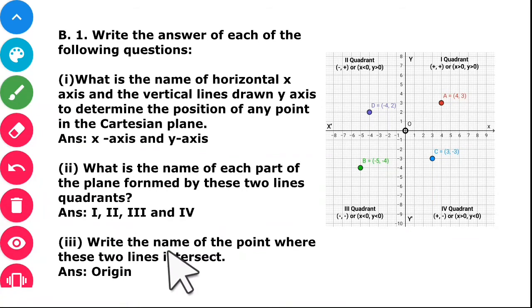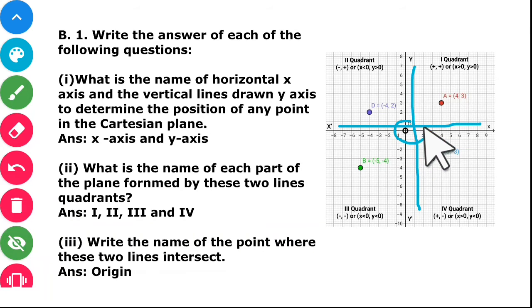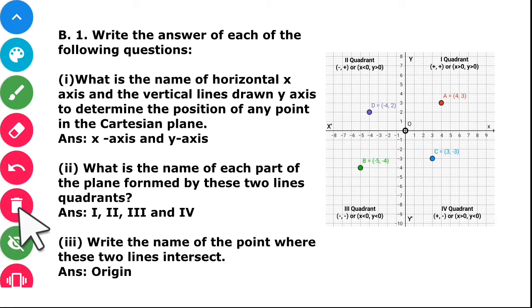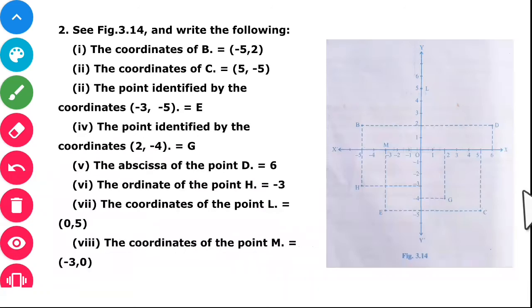Question number 3. Write the name of the point where these two lines intersect. X-axis and y-axis, they intersect at this point, which is known as the origin. So our answer is origin. Next question. See figure 3.14 and write the following.